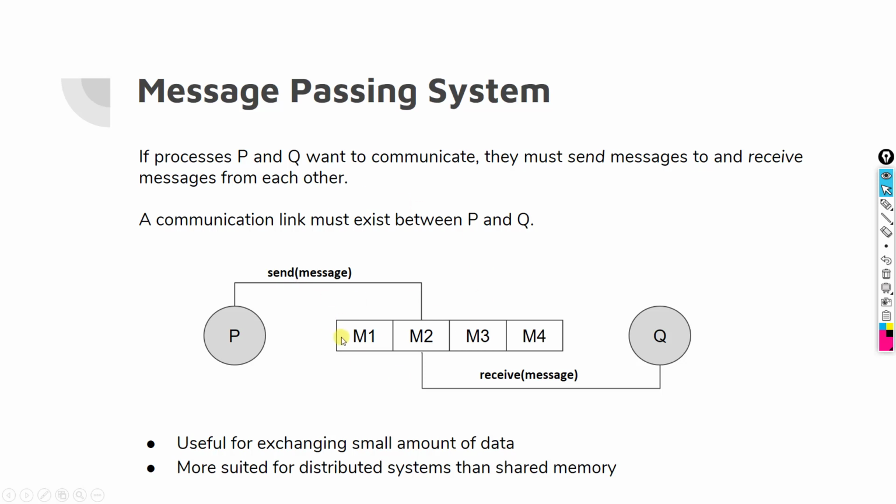The message passing system is useful for exchanging a small amount of data. If the message size is huge, then message passing system is not recommended. In that case we use the shared memory system. And the message passing system is more suitable for distributed systems, where the processes are situated in different locations. In that scenario, the message passing system works better than the shared memory system.